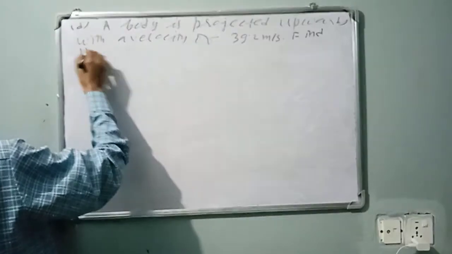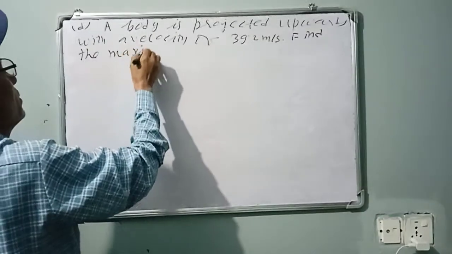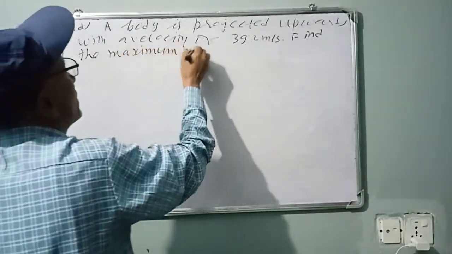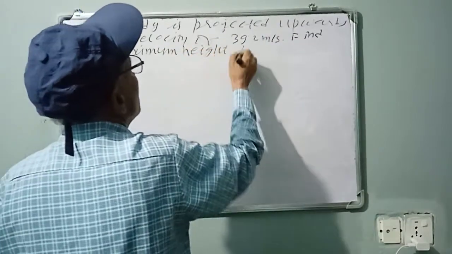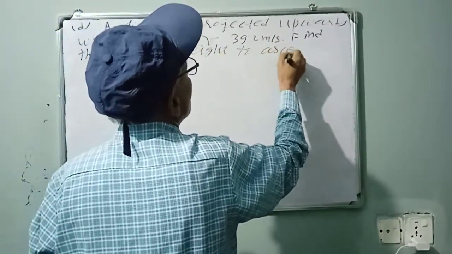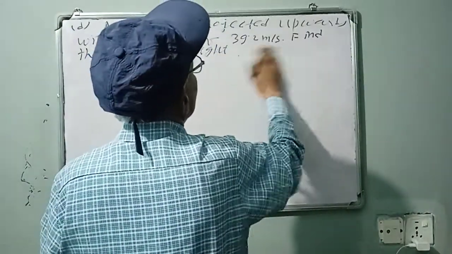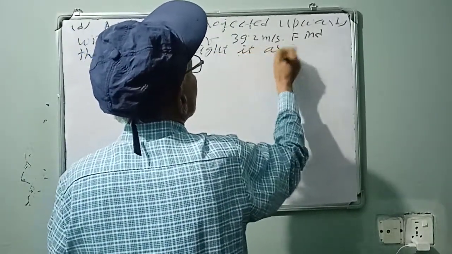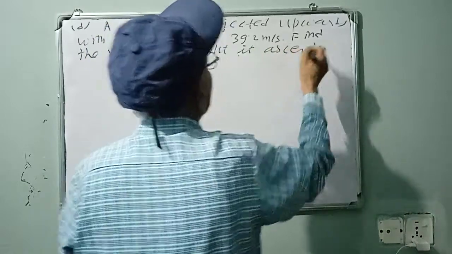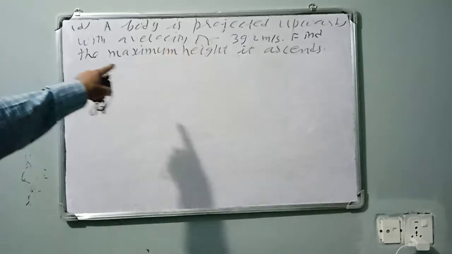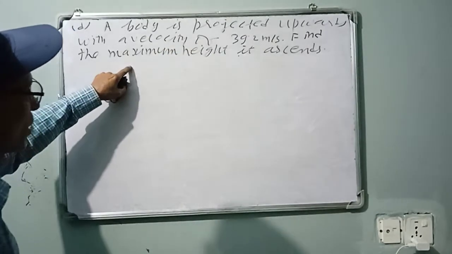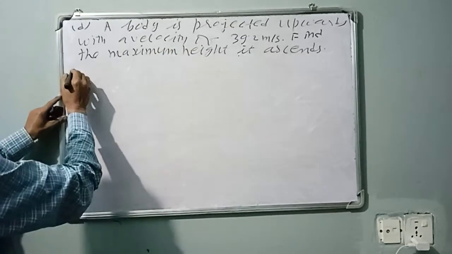Find the maximum height to which it ascends. How high does it go? A body is projected vertically upwards with a velocity.